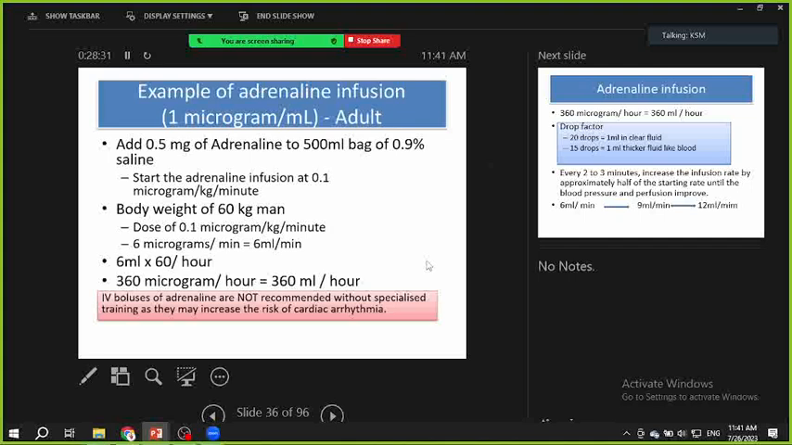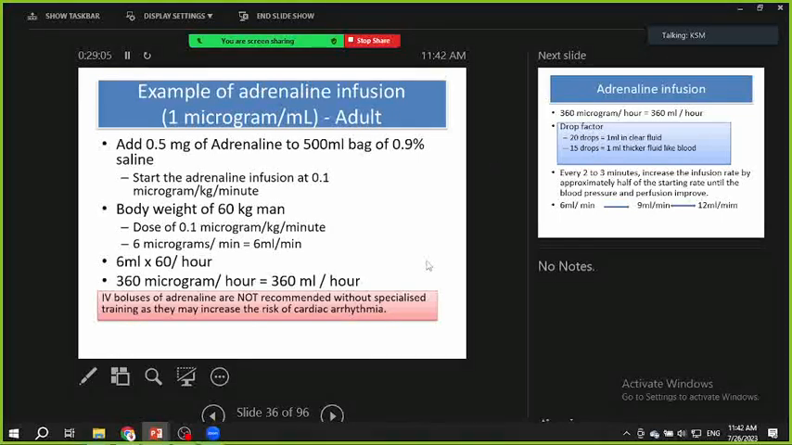Now other countries have 1 liter bags, but we don't have 1 liter bags. We have 500 ml normal saline bags. Other countries recommend 1 milligram of adrenaline put into 1000 ml of normal saline. But in our setup, we have to take 0.5 milligram of adrenaline into a 500 ml bag of normal saline. Right, that is one. And you have to start the adrenaline infusion at 0.1 microgram per kg per minute. So that is the infusion rate, 0.1 microgram per kg per minute.